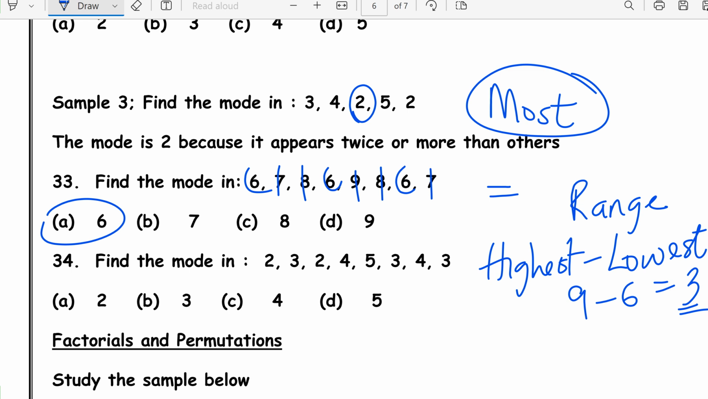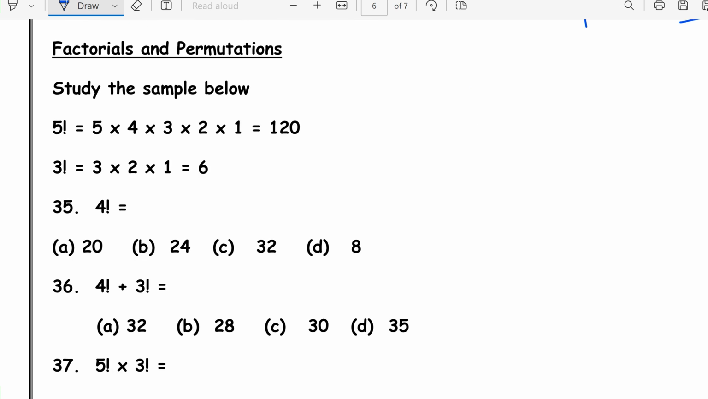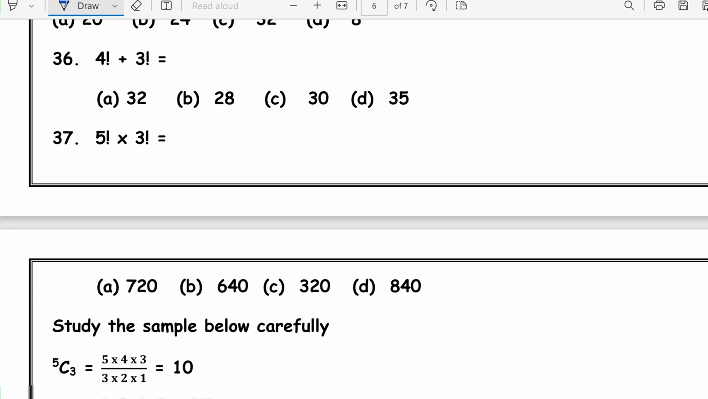Now quickly we'll go on to factorials and permutation. Now for factorial and permutation, what do we do? Factorial means multiplying the numbers. If you have 5 factorial, it's multiplying 5 with all the numbers that come before it, and 3 factorial the same way, 4 factorial the same way. Then if you say 4 factorial plus 3 factorial, you look for what 4 factorial is, you look for what 3 factorial is, and you add them together. Same vein for number 37. You look for 5 factorial, you look for 3 factorial, and multiply them.